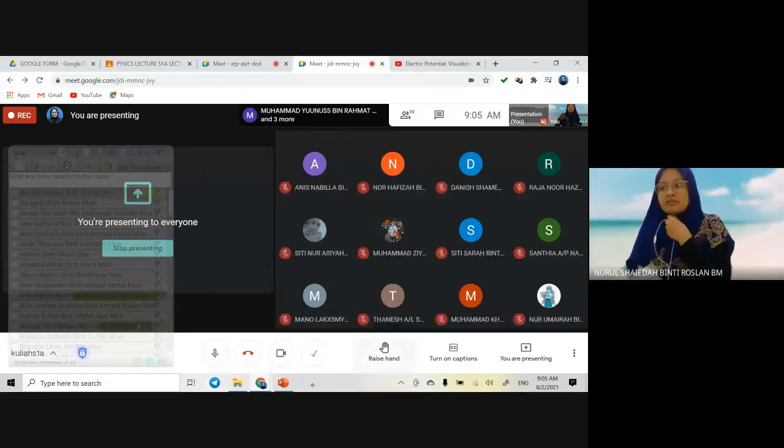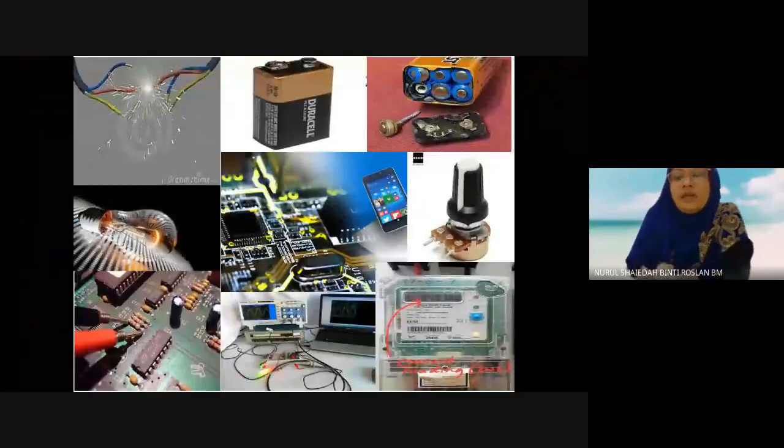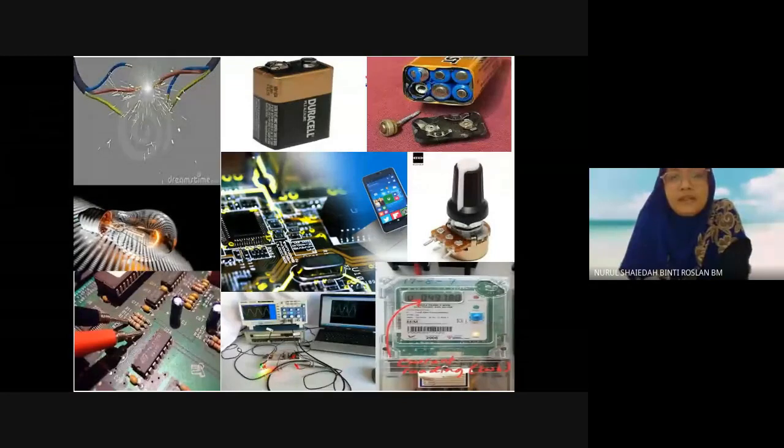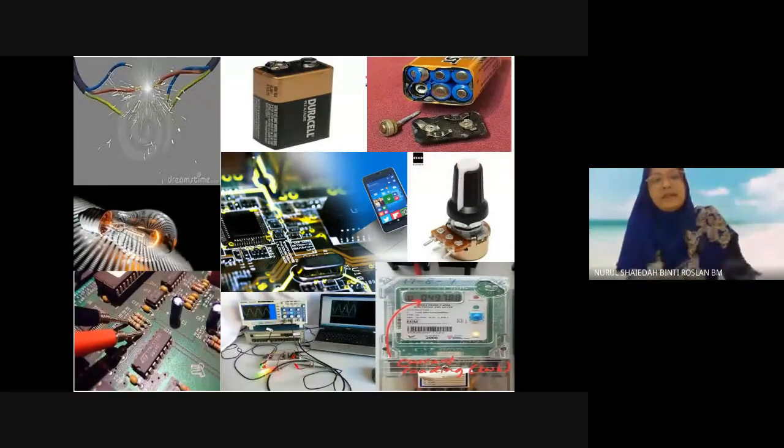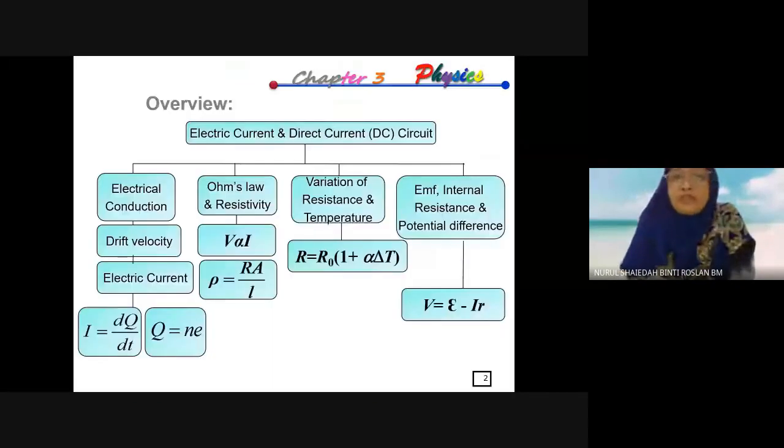Okay, ulang balik lah. So, kita akan masuk kepada electric and direct current. So electric and direct current adalah chapter 3. So is electric current and direct current circuit. Face to face for lecture is 2 hours and tutorial is 11 hours.